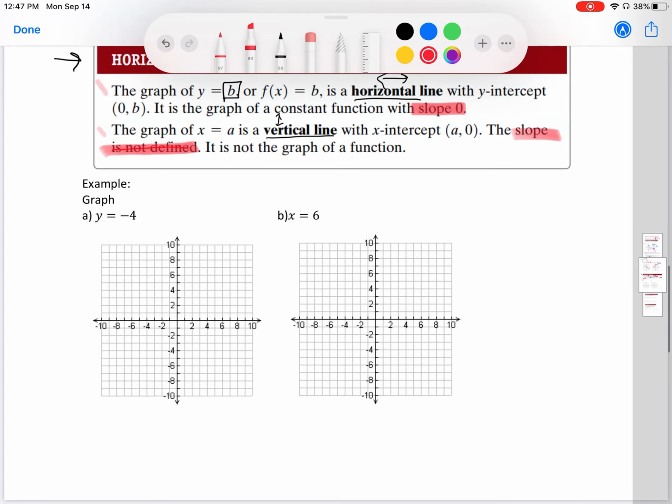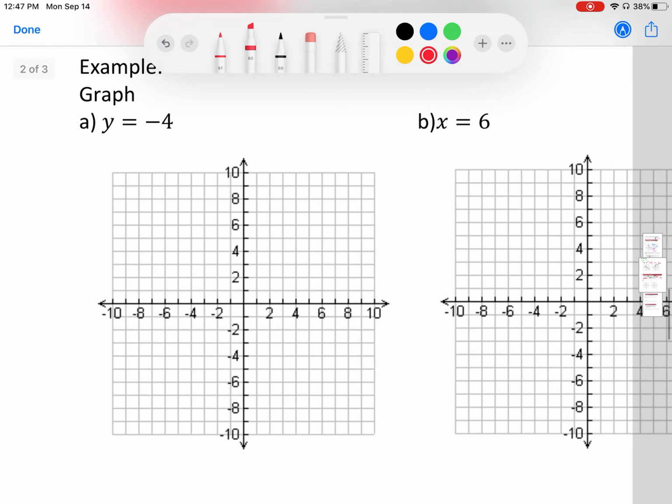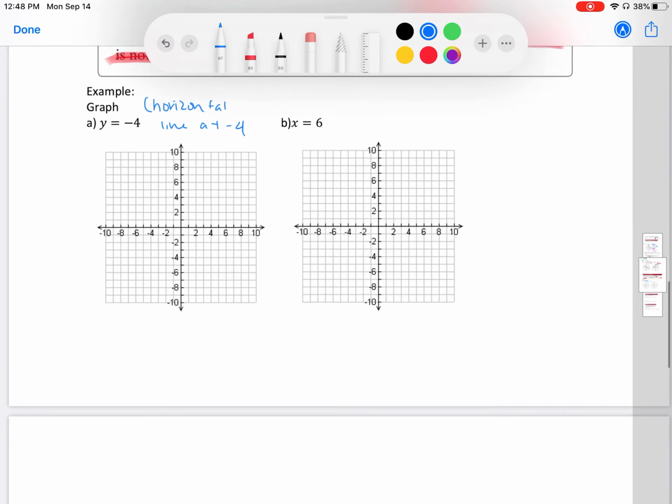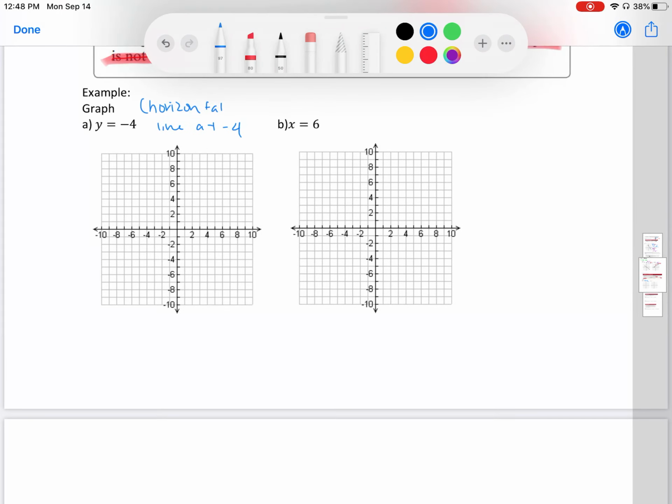Okay, let's do these two examples. So I want to graph y equals 4. When I have y equals a number, let me erase all those little chicken scratches. When I have y equals a number, we said that's always going to give us a horizontal line. So here I have a horizontal line at 4. So horizontal means left and right. So I have a left and right line at 4. So here's 4. There is my line.